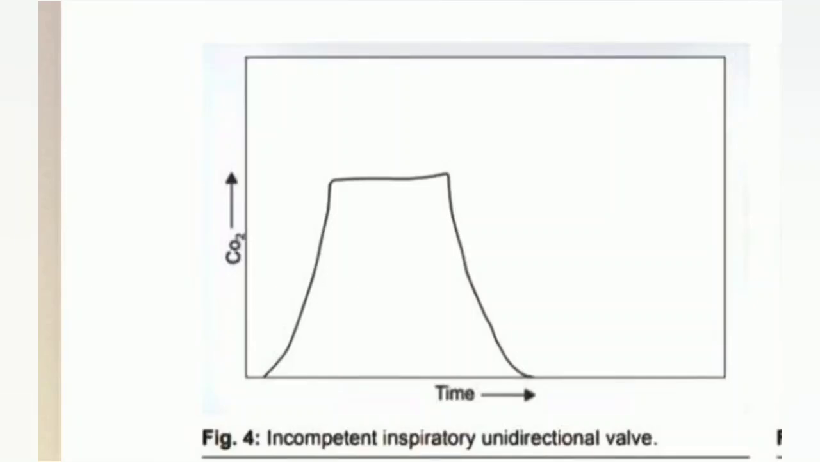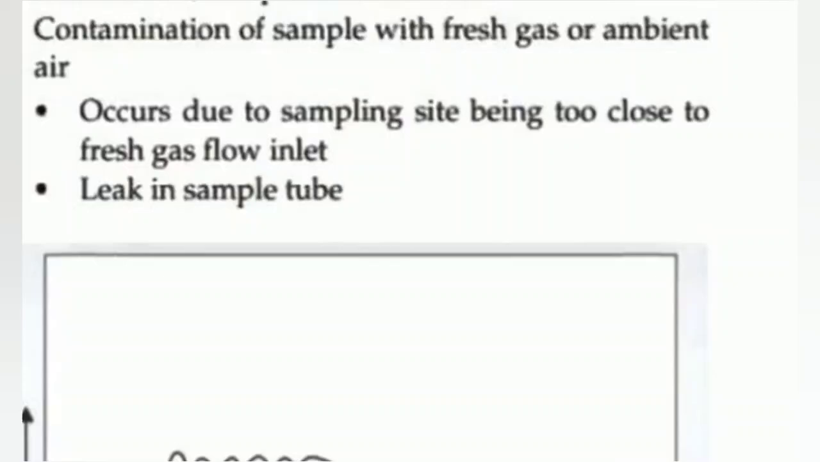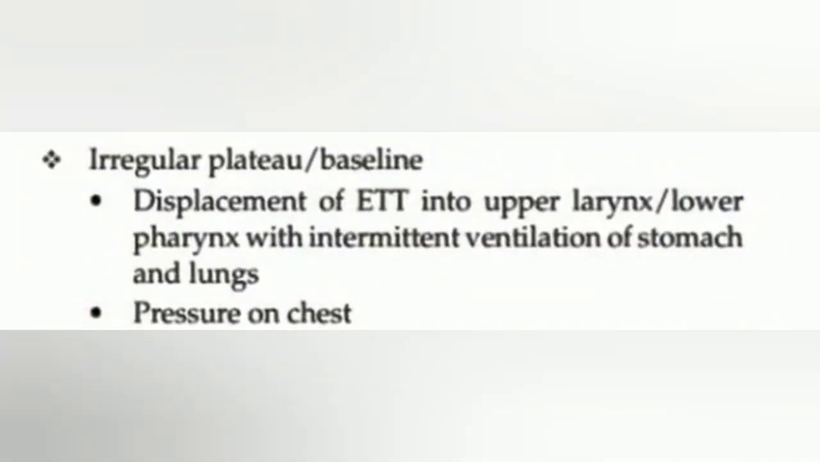This tracing demonstrates an incompetent inspiratory unidirectional valve. The plateau is prolonged, but instead of a sharp drop, it features a slanting inspiratory downstroke, preventing the wave from returning to zero. Here we see an irregular baseline. This uneven plateau indicates displacement of the endotracheal tube into the upper larynx or lower pharynx, resulting in the intermittent ventilation of both the stomach and the lungs, or it can be caused by external pressure on the chest.